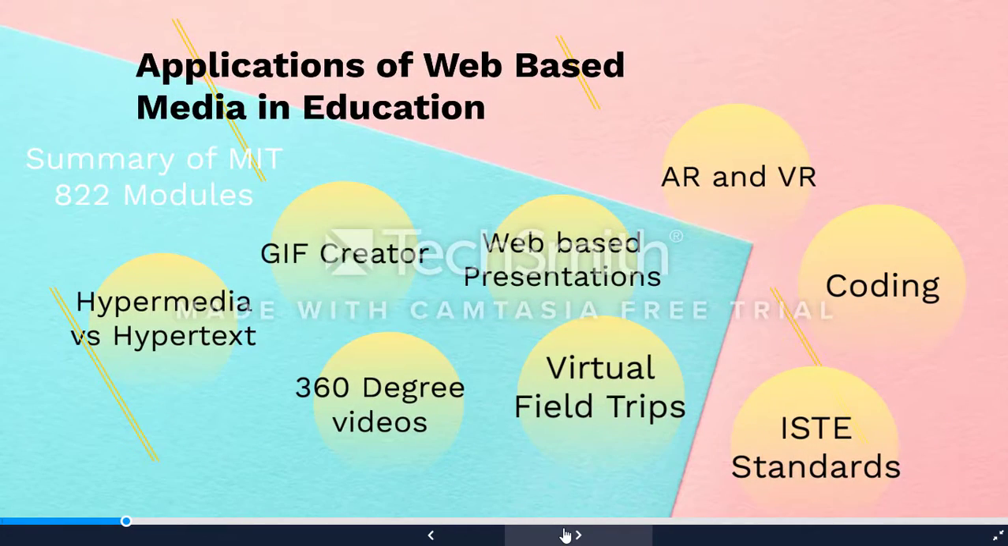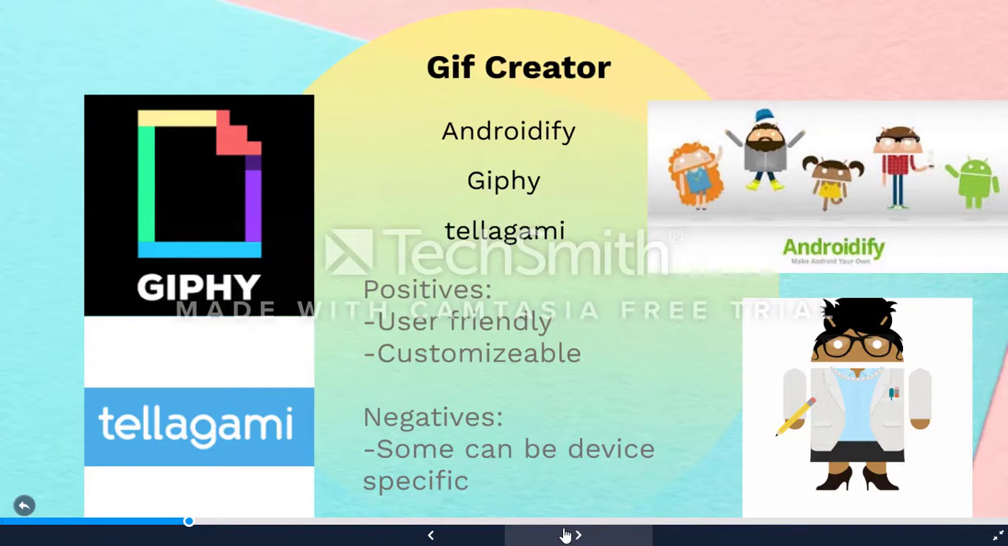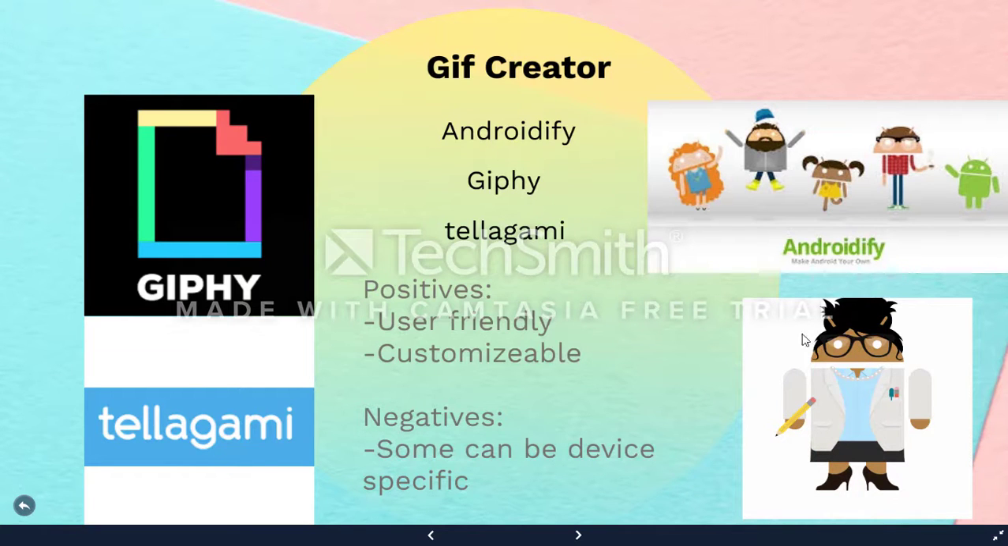A couple of things made a big impact on me and are things that I want to highlight that I can incorporate in my everyday curriculum. First is the GIF creator. We talked about different GIF creators: Gifify, Andrify, and Telegami. Some positive things about these GIF creators are that they are very user-friendly and very customizable. This is the GIF that I created in our assignment.